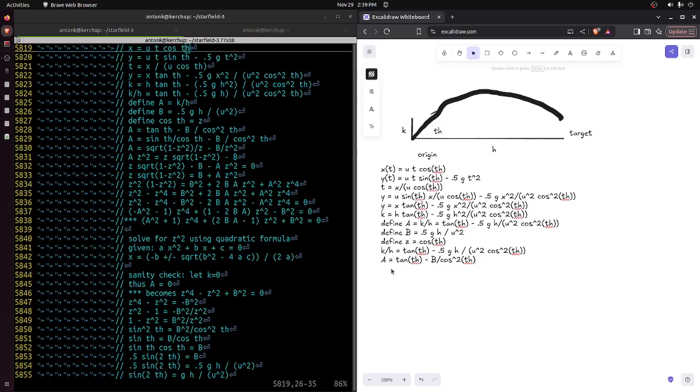And as you recall, tangent of theta is actually sine divided by cosine of theta. So let's put that back. So sine of theta divided by cosine of theta minus b divided by cosine squared of theta.